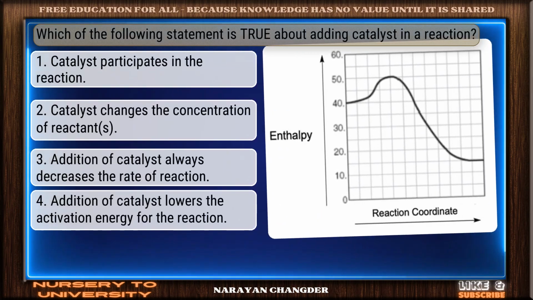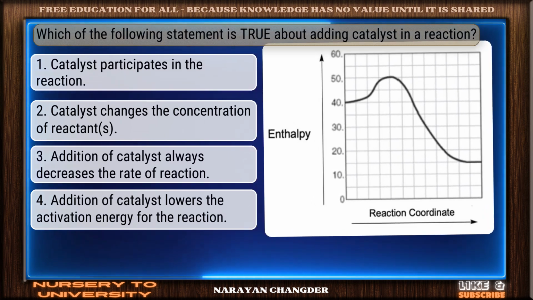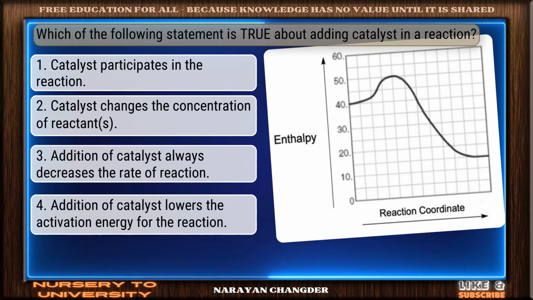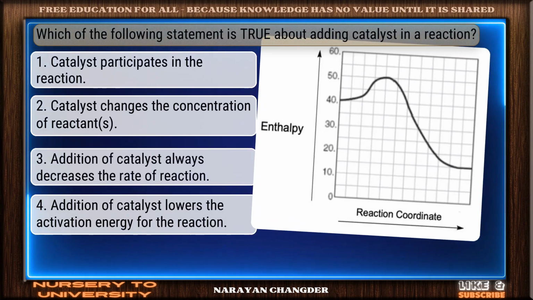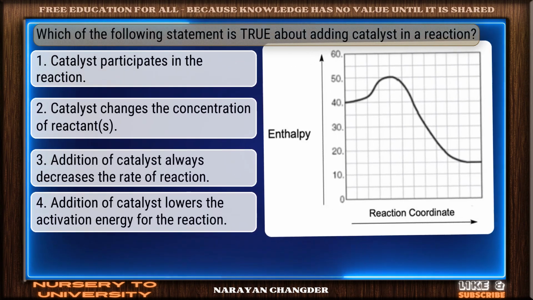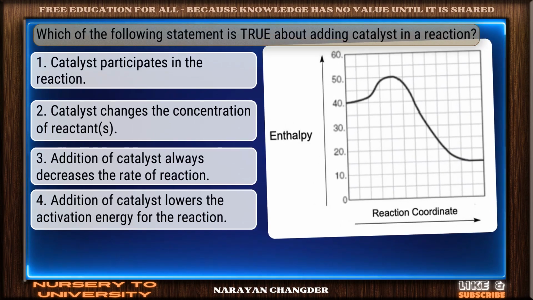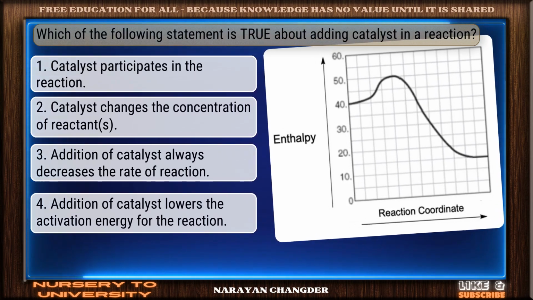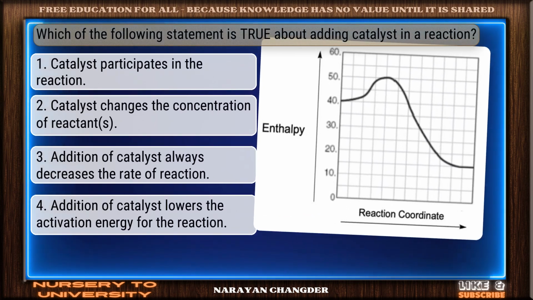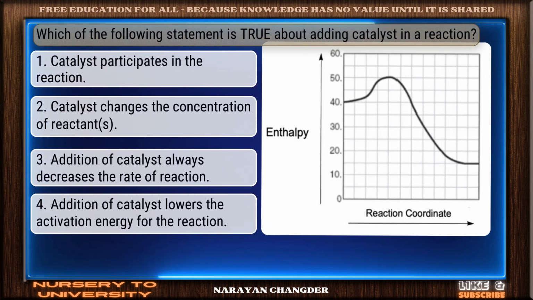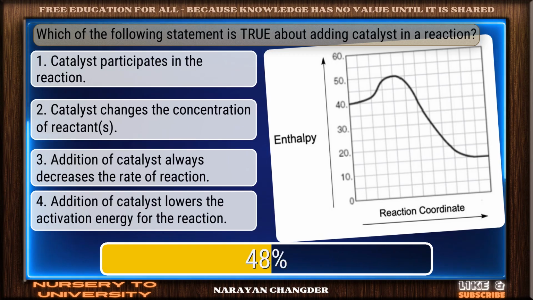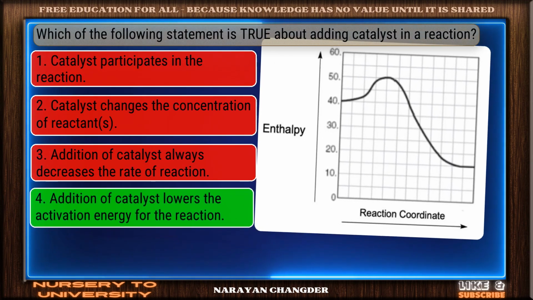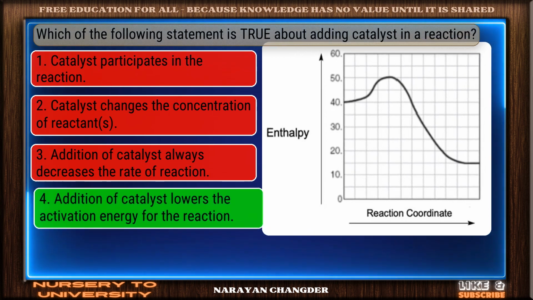Which of the following statements is true about adding a catalyst in a reaction? Option 1, catalyst participates in the reaction. Option 2, catalyst changes the concentration of reactant. Option 3, addition of catalyst always decreases the rate of reaction. Option 4, addition of catalyst lowers the activation energy for the reaction. Keep it up. Addition of catalyst lowers the activation energy for the reaction.